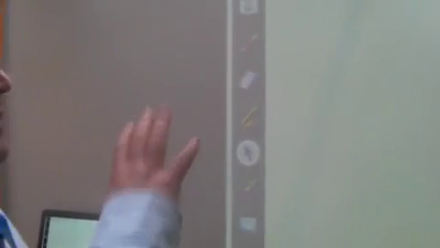So the basics of the software is to have something really easy to use. So the user interface, I mean, even though it's in French here, you can, just by looking at the icons, you can understand what it does.